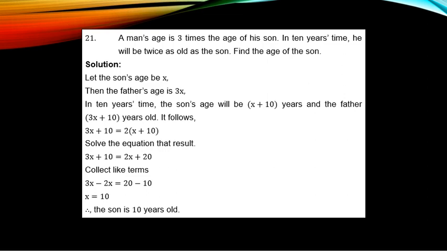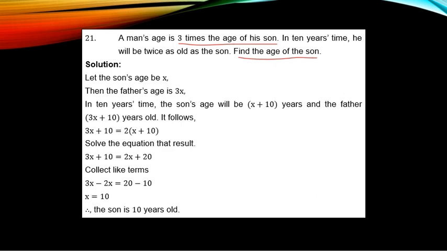Example 21. A man's age is 3 times the age of his son. As you are reading through, you note some key statements. In 10 years time, that is into the future, he will be twice as old as the son. Find the age of the son.